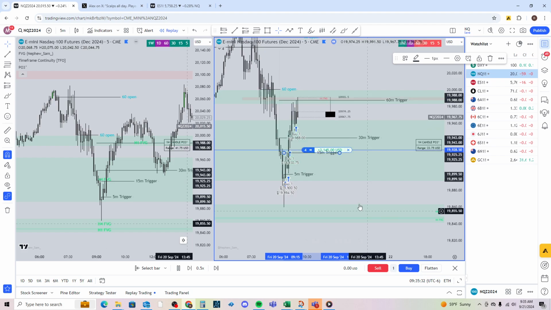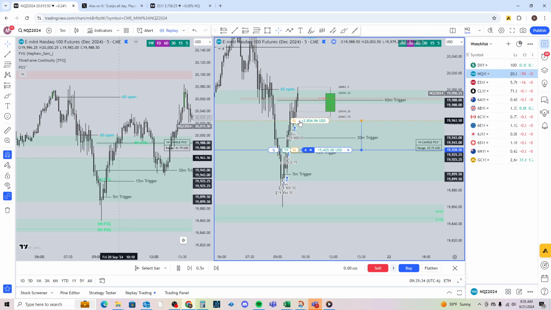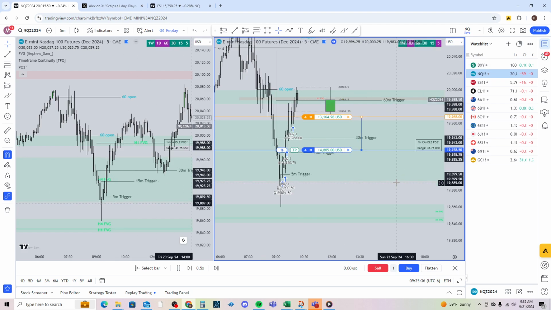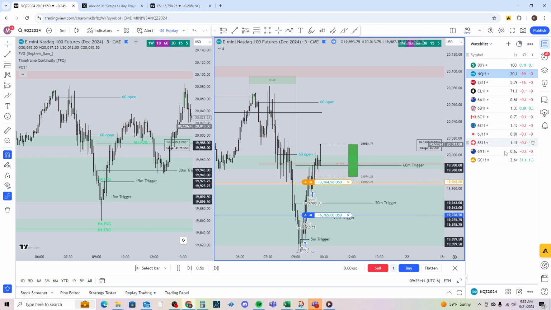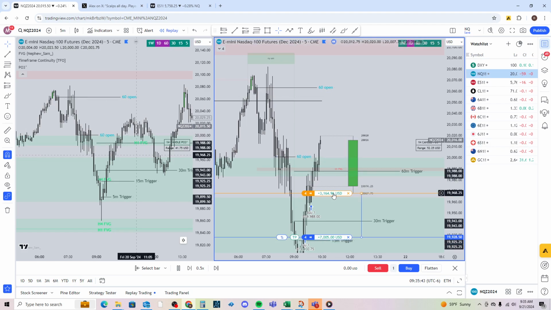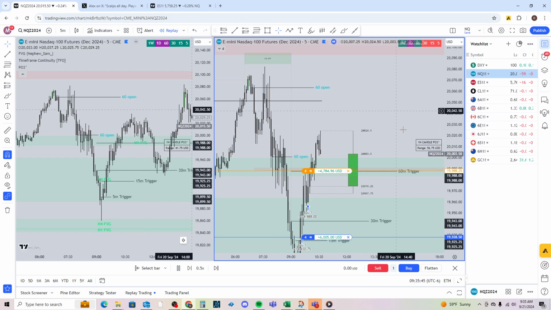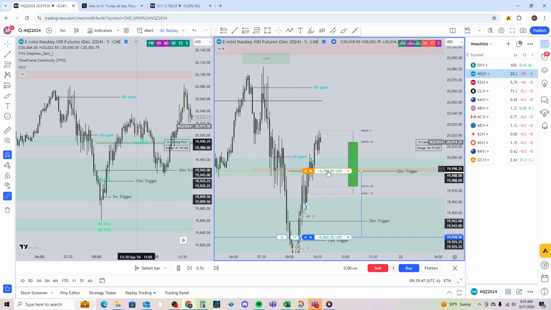Triggers the 60. Now we're in. And after that 60 trigger, we can just move our stop up to right there. Right? And then what we can do, since it is going, is move it back to the entry. So if it does come back, look at how much profit we're in.